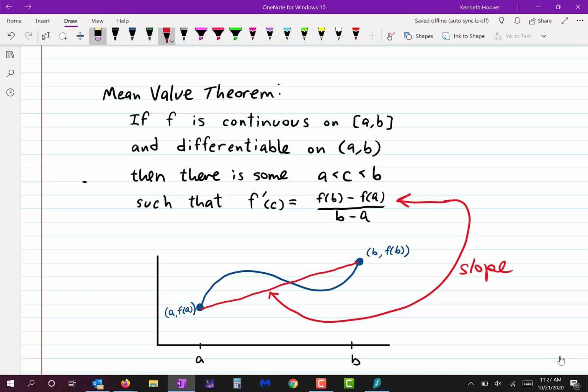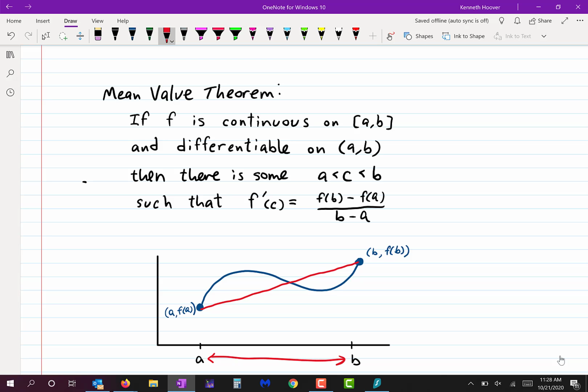Now what the mean value theorem says is that somewhere between a and b there is a point where the derivative will equal that number. What does the derivative tell you? It tells you the slope of the tangent line, right? So in other words, the mean value theorem is saying somewhere between a and b there has to be a point where the tangent line will be parallel to that red line that I drew. And I can see that there's probably 2 places where that happens. Okay, look for instance here.